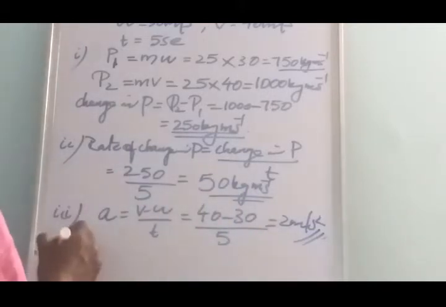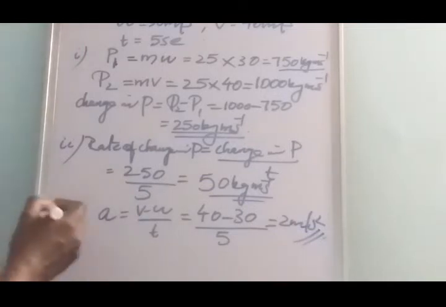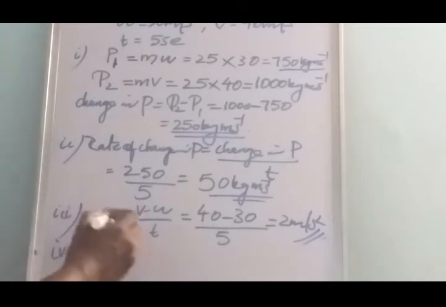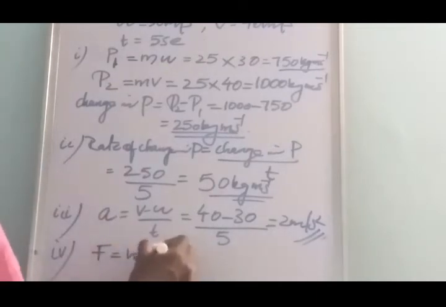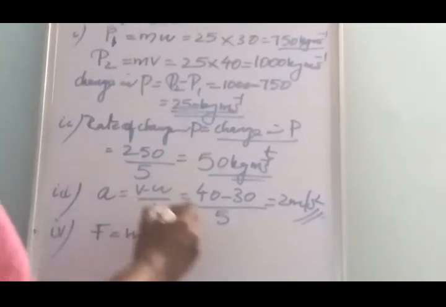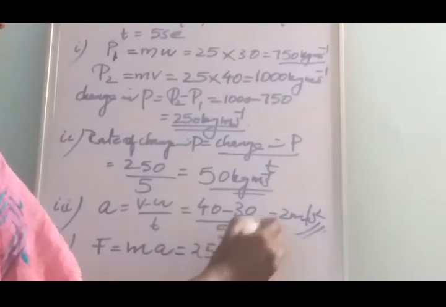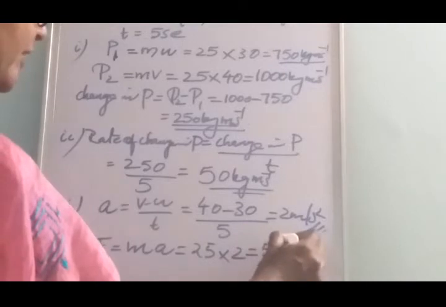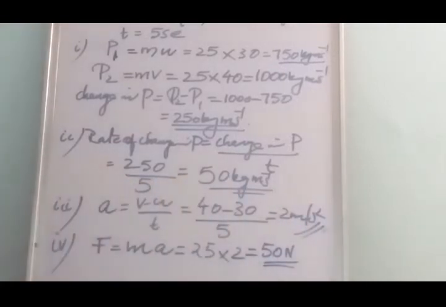Next we have to find the force. You know the equation for force by Newton's second law: F is equal to ma. The mass is given as 25, and we got the acceleration as 2. So it is 50 Newton, the unit of force being Newton.